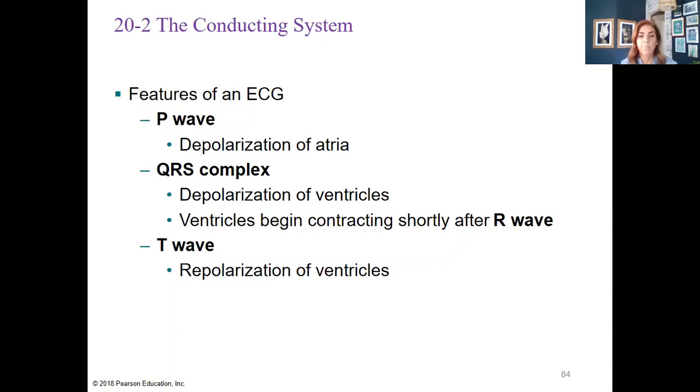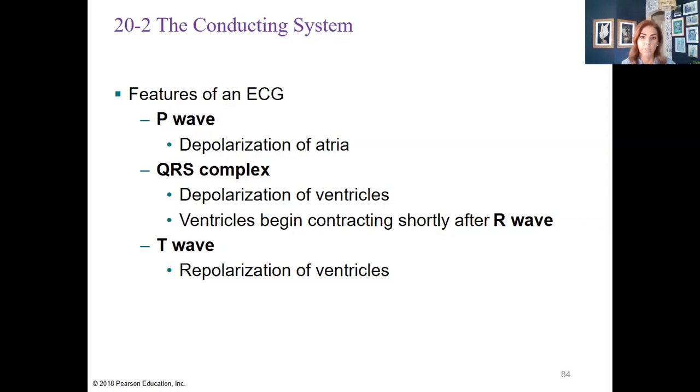The P wave, as I said earlier, is when the atria are going to depolarize. You'll see a little P wave. The QRS complex is quite large because this is the depolarization of the ventricles. And we know the ventricles are much larger than the atria. So you're going to see a higher area on the graph in the QRS complex. And then the T wave is going to be the repolarization of the ventricles. So you've got depolarization of atria, but you don't have a repolarization of the atria listed on this slide. You have depolarization of ventricles and repolarization of ventricles.